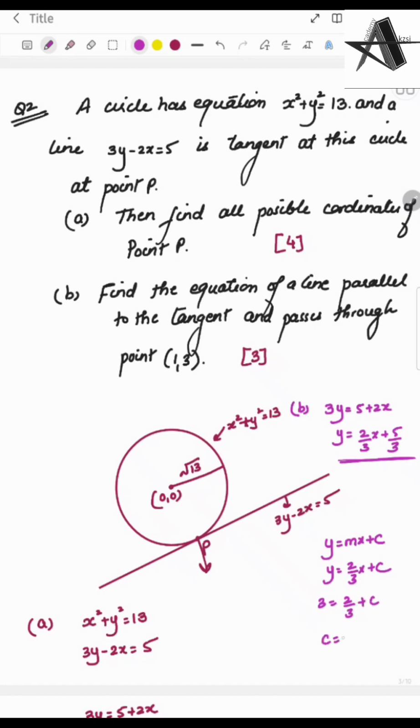So c will be 3 minus 2 over 3, which is 7 over 3. The final equation of the line will be y equals 2 over 3x plus 7 over 3. This is the equation of a line which is parallel to 3y minus 2x equals 5 and passes through 1, 3. So this is the answer for part B. Let me move on to the next question.